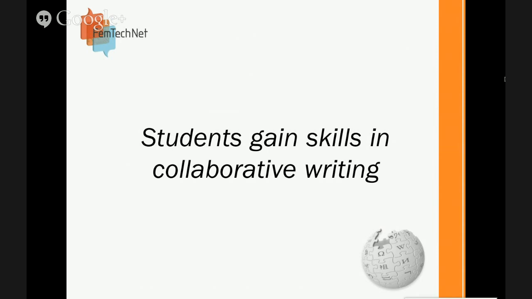Writing for Wikipedia, students also gain skills in collaborative writing, in that they are able to not only write collectively, but they are able to understand how people who are reading their work can contest, revise, and edit their work in a collaborative authoring environment, which is what the back end of Wikipedia is. Next slide.